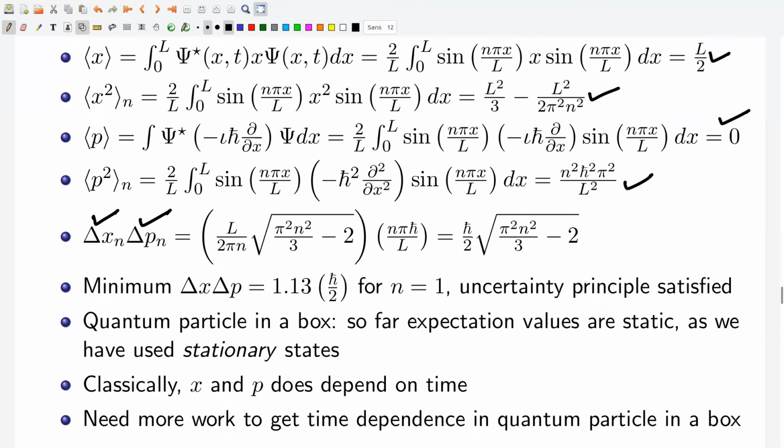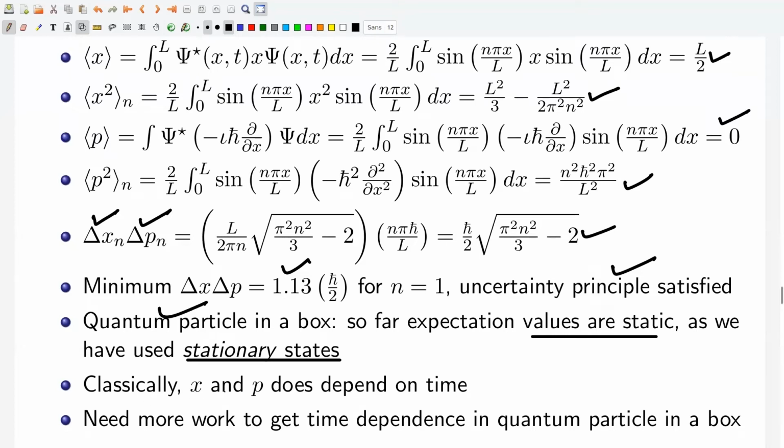Now let us multiply them and see whether it satisfies Heisenberg uncertainty principle. So this is the expression for delta X times delta P. And you see that the minimum of this will occur at n equal to 1, and that turns out to be 1.13 times h cross by 2. Thus, uncertainty principle is satisfied. Now, you must have noticed that in case of quantum particle in a box, the expectation values are static. Why this has happened? Because we have used stationary states.